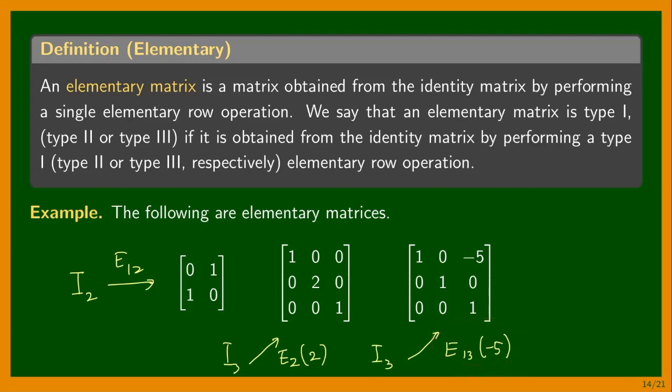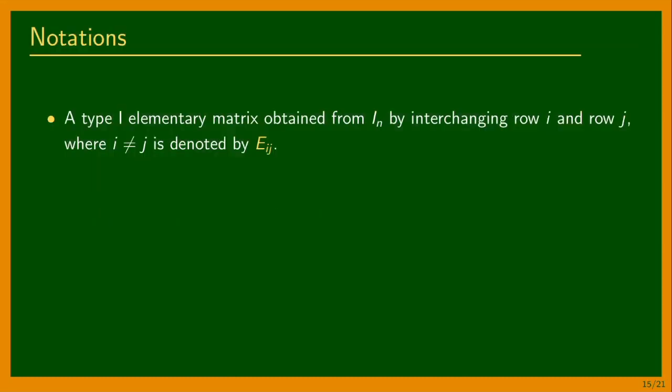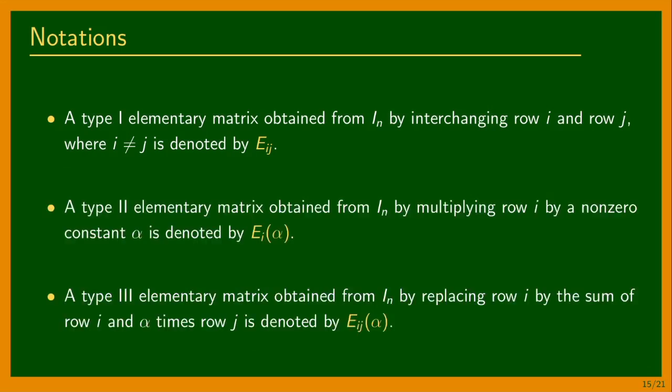Now take note, to not be confused with how we write this elementary matrix, whenever you perform E_13(-5), you just write the identity matrix once more, and then look for the 1, 3 entry. Here is the 1, 3 entry, and then just place minus 5. So that's the technique, or that's the shortcut. So these are the notations that I'm talking about.